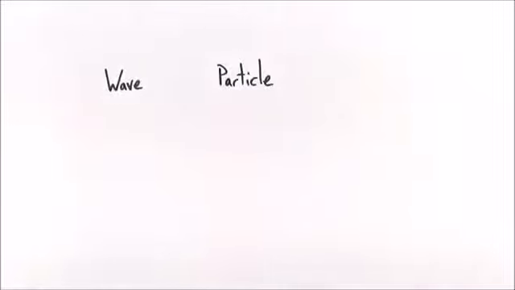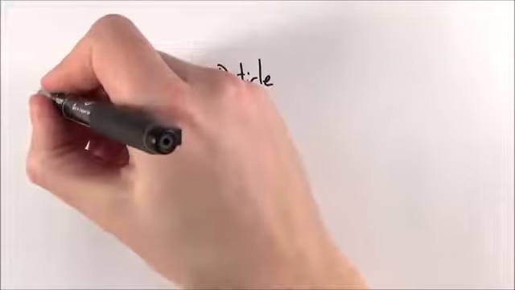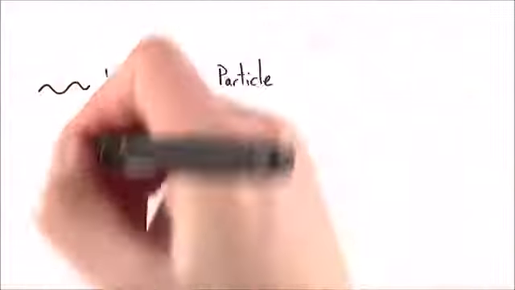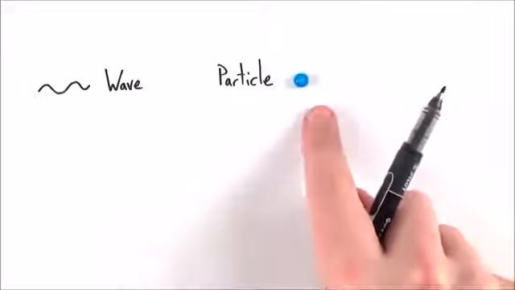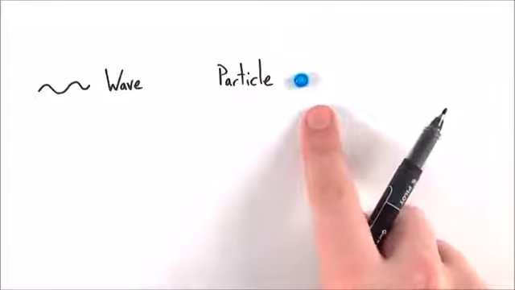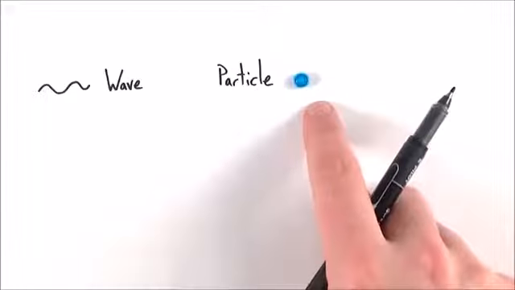In order to try and model what we observe, sometimes the wave model seems to work, and this explains things like refraction and interference. But at other times, we need to think about using the particle model to explain what's going on. And this might be, for example, where we have the photoelectric effect.